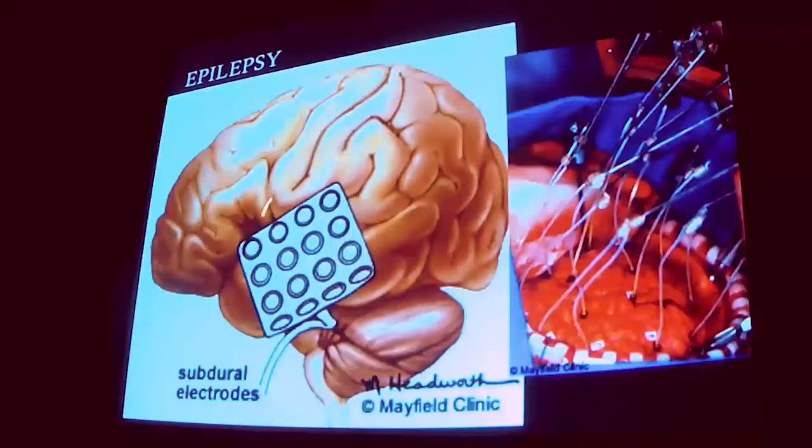Sometimes just having these subdural electrodes sitting on the outer portion of the brain can't find the driver of the seizure. They need to get more specific, so they use these depth electrodes they put into the brain tissue. Like I said, subdural electrodes, these are the typical grid electrodes that we've all seen.